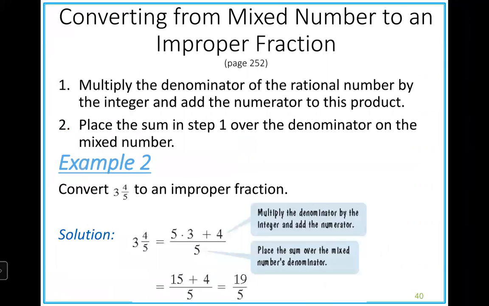Okay, you should also be able to do the conversion. So if you want to change the 3 4/5 to an improper fraction, 3 times 5 is 15 plus 4. So what they did, they took the whole number and the denominator, multiplied, and then added the numerator. 3 times 5 plus 4. 3 times 5 is 15, plus 4 is 19, and you put it over the denominator. And so that's how you convert from a mixed number to an improper fraction.